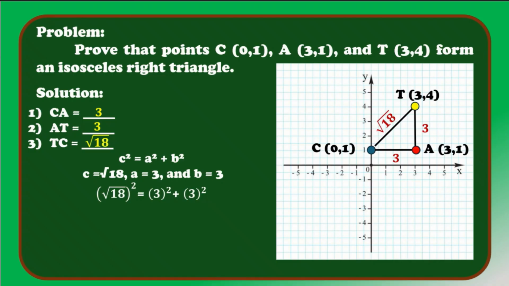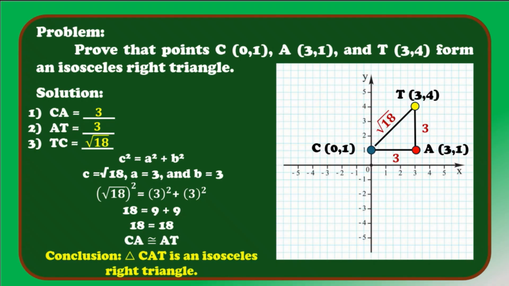Therefore, we're going to have the square root of 18 squared equals 3 squared plus 3 squared. The square root of 18 squared will become 18, and the right side of the equation will become 9 plus 9, because 3 squared is equal to 9, plus 3 squared is also equal to 9. 18 will be equal to 18, and that is a check. So therefore we can say that the given triangle is a right triangle. And given that it has two legs with the same measurement, such that CA is congruent to AT, we conclude that triangle CAT is an isosceles right triangle.